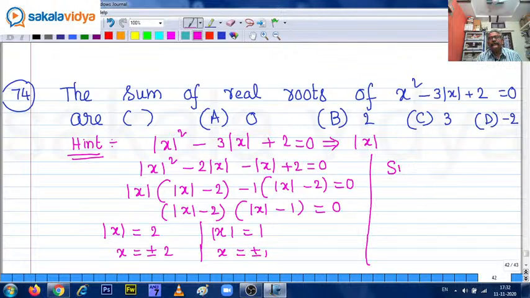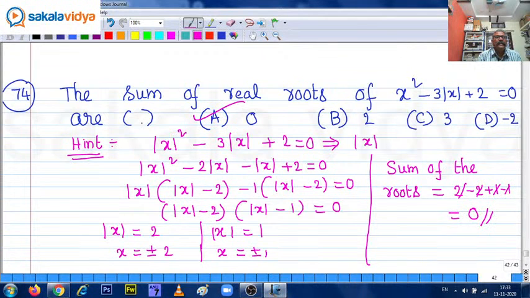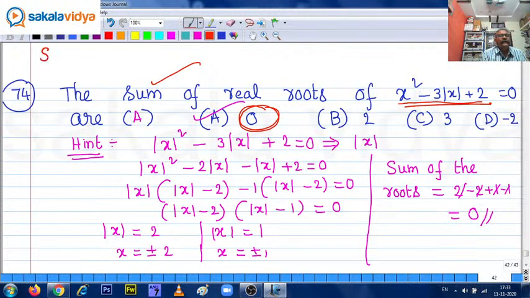Sum of the roots. Wait, I will tell you a super trick also. Sum of the roots means plus 2 minus 2 plus 1 minus 1. 2 cancels, 1 cancels, 0. So option A is the right option. So my dear children, always remember, whenever in a quadratic equation you find mod x is there, the sum of the real roots is always 0. So that you can remember the super trick.